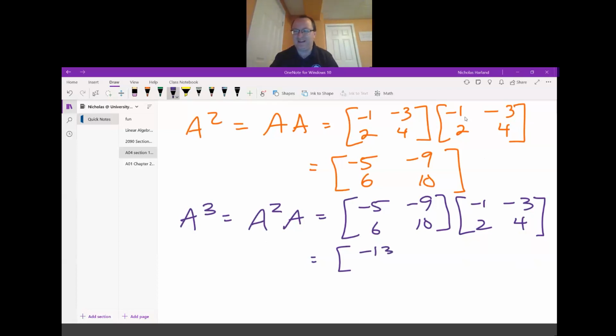So 15 minus 36 is negative 21. Negative 6 plus 20 is 14. Negative 18 plus 40 is 22. All right. So any questions about how we can square, cube, any power of a matrix? Positive power, positive integer power of a matrix.